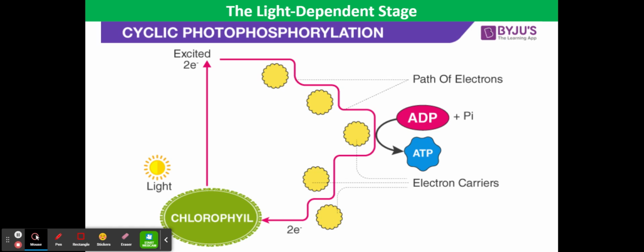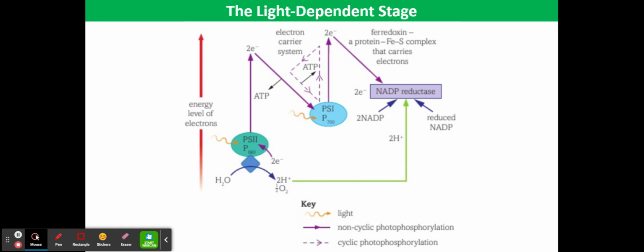Finally, I'm just going to show you a diagram that summarizes the main events of cyclic and non-cyclic photophosphorylation in a special diagram known as the Z scheme.